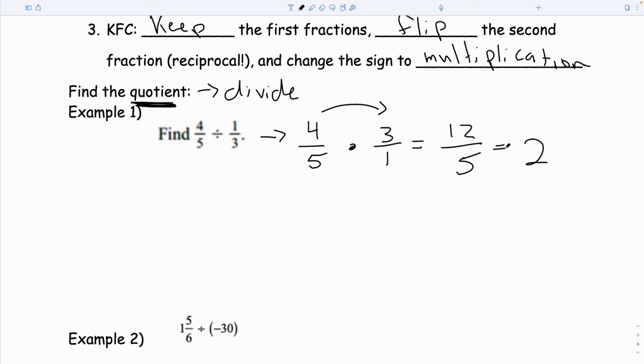And what does 12/5 simplify into? Yeah, keep going. Good.